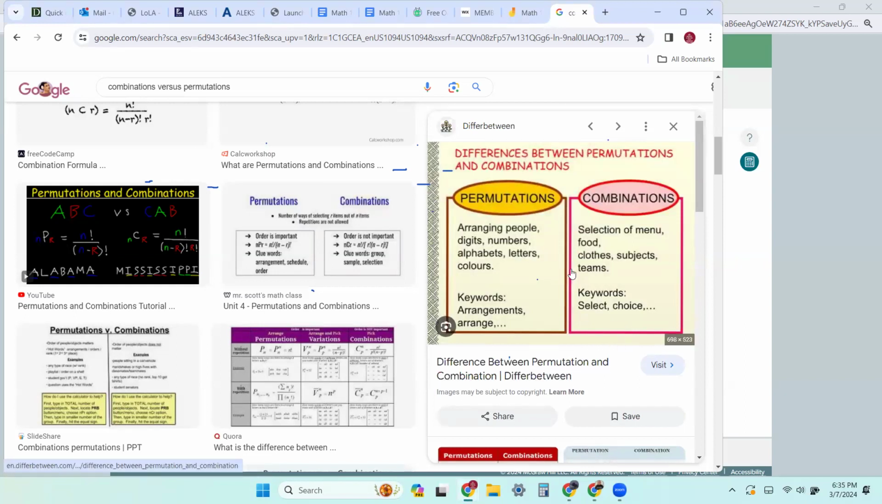Here's another way of looking at it. Arranging people, digits, like passwords, numbers, alphabets, letters, because those things are important when you're talking about order, because a password can't go in any order. If your password is 231, then 123 doesn't work. 213 doesn't work. It's got to be put in order.